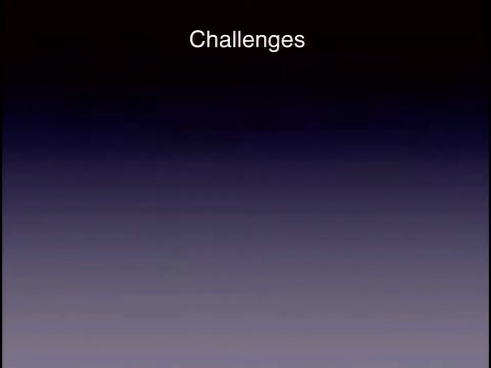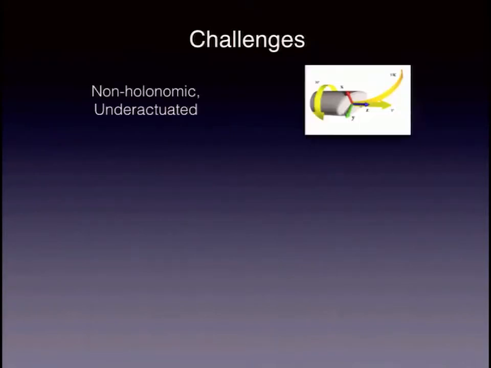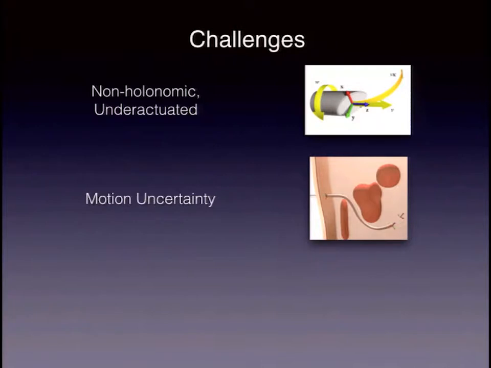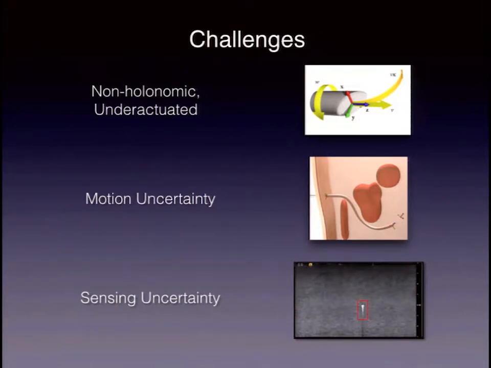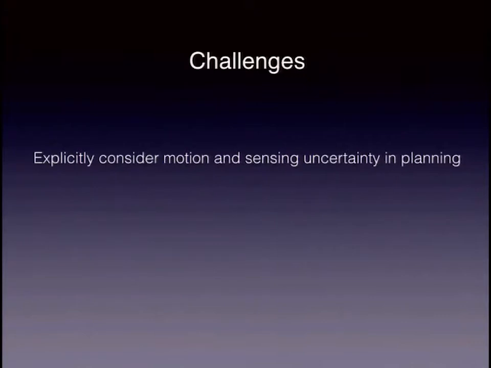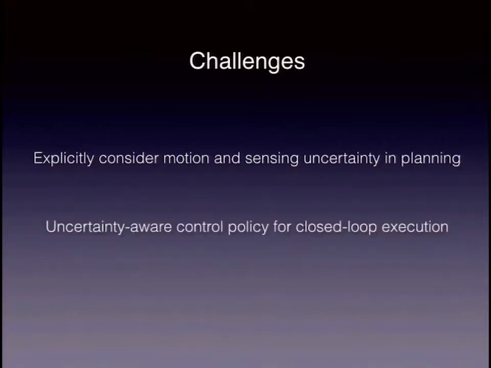The challenge here is that the needle is non-holonomic and under-actuated, and there is motion uncertainty that could be caused by tissue deformation and needle torsion. And there is, of course, sensing uncertainty, which could be caused by partial, noisy sensing. So the goal is to consider motion and sensing uncertainty in planning, and instead of just computing a static trajectory, we want to compute an uncertainty-aware control policy that could be used for closed-loop execution.